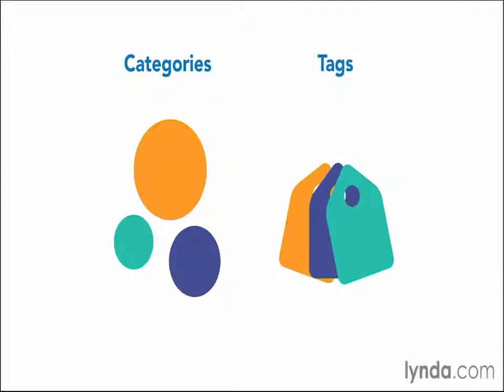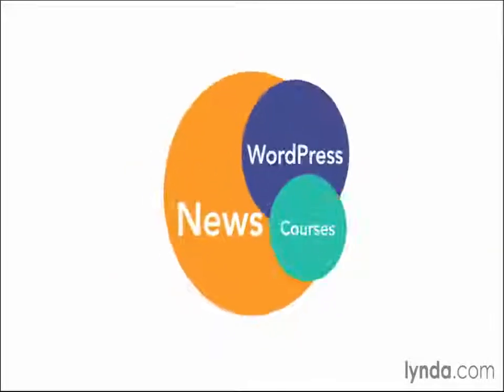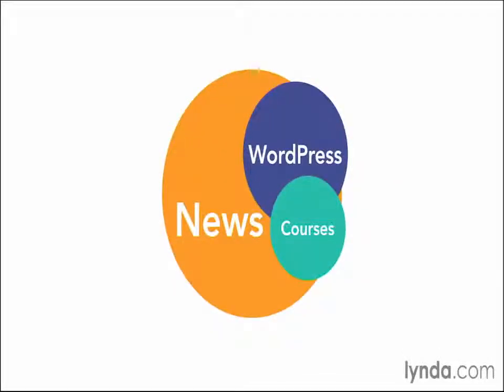Categories first. In WordPress, every post must belong to at least one category, and every post can belong to as few or as many categories as you like. If you don't select a category for a post, it will automatically be filed under the category named uncategorized, which makes no sense. So the rule of thumb here is to always apply a category to every post.